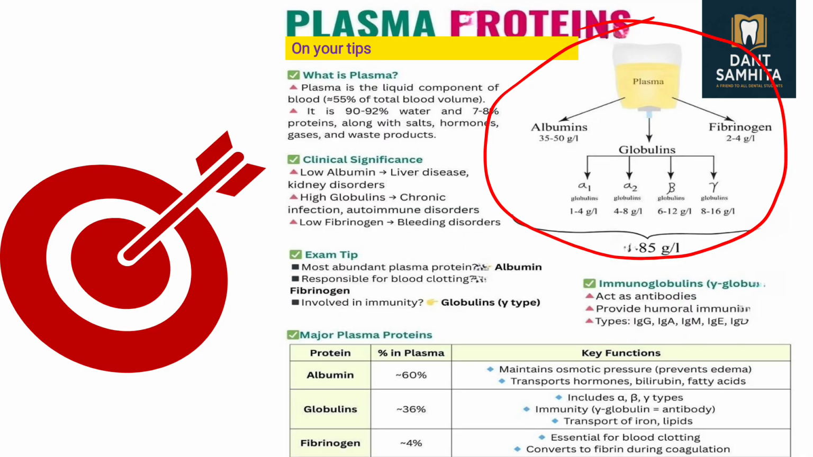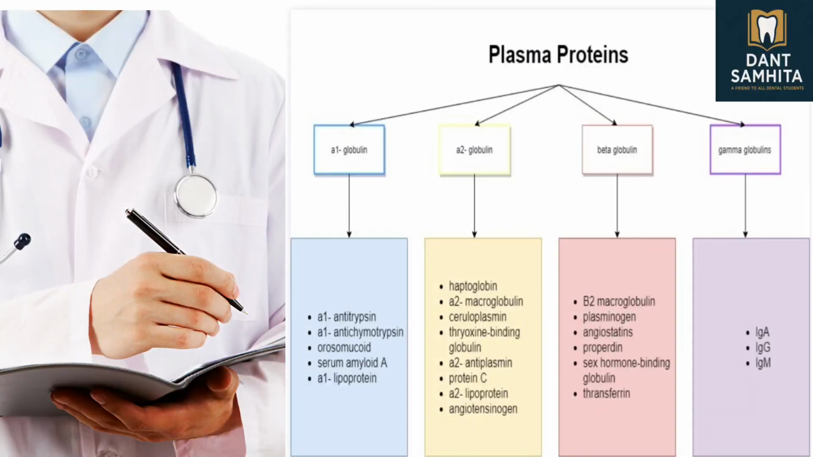Globulins are again classified into 4 types: alpha 1 globulin, alpha 2 globulin, beta globulin and gamma globulins. These are actually 4 categories of globulins, under which you will get some more types or varieties. What are they? If you see this presentation, you will see what proteins come under alpha 1 globulin. In alpha 1 globulin, you have alpha 1 antitrypsin, alpha 1 anti-chymotrypsin, orosomucoid, serum amyloid A, and alpha 1 lipoprotein.